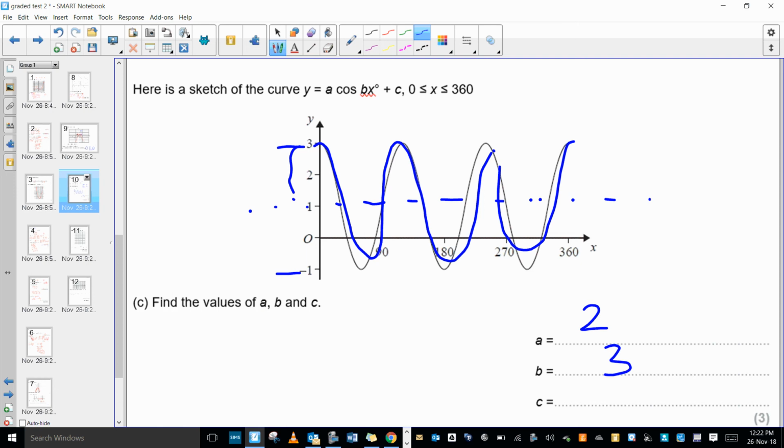And then c tells us has it shifted up or down. As I just said, this is now the new central line, so it's gone up by 1.